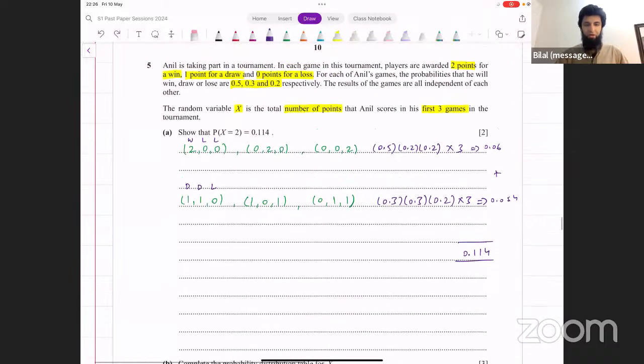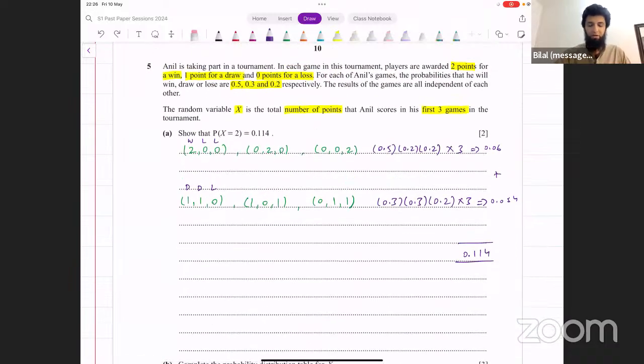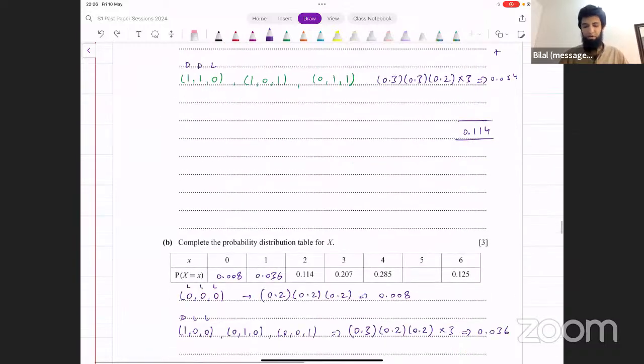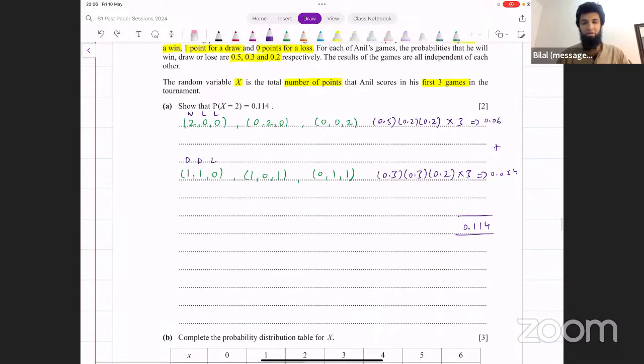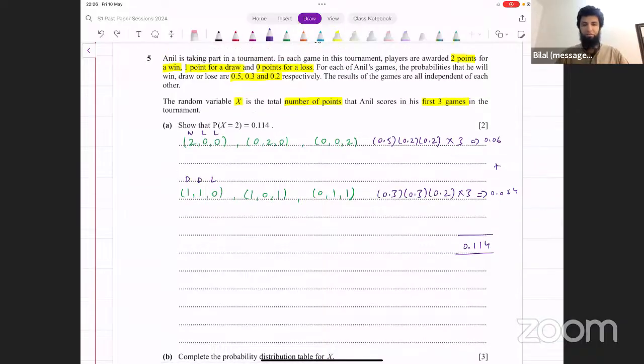So this is part 2. We are already done with the first 4 questions and the first couple of parts of question number 5 in the previous part already. You can find the first part in the playlist before this for the earlier questions. Now let's resume from here. So this was the question that we were looking at, question number 5. In the first part, we had to show that the probability of x equals 2 equals 0.114. We had done that already.